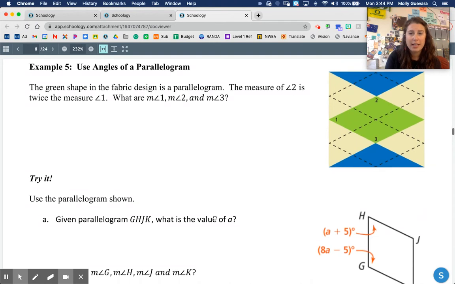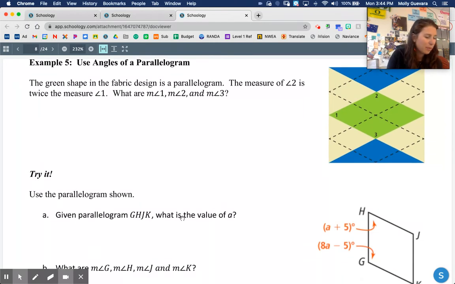All right, let's look at example 5. I know you can't really tell if it's green on your paper, but hopefully with the video you can tell where it's green. The green shape in the fabric design is a parallelogram. The measure of angle 2 is twice the measure of angle 1. So what is the measure of 1, 2, and 3? I don't know what angle 1 is, so I can call it x, but I know that angle 2 is twice it, so angle 2 is 2x. Since it's a parallelogram, I know that this is x, and I can also say that this is 2x.